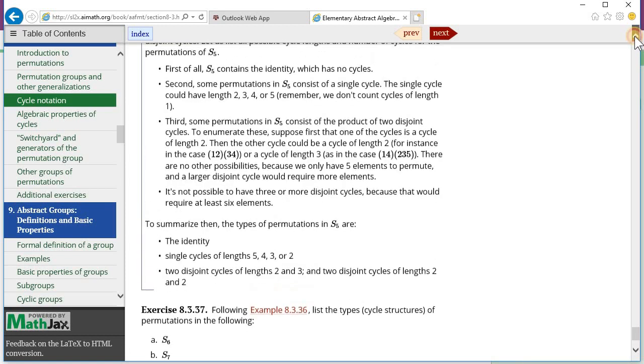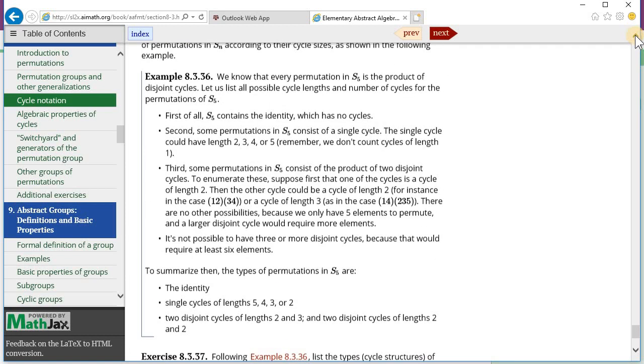Now when they counted up permutations in S5, they had the identity. Then they looked at single cycles. Then they looked at 2 disjoint cycles. It wasn't possible to have 3 disjoint cycles. So let's take the same approach when we look at S6. First of all, we certainly have the identity. Then we can look at single cycles. Then we can look at disjoint cycles. And then we can look at more cycles if we can get there.